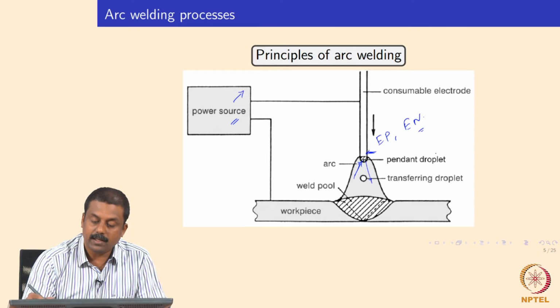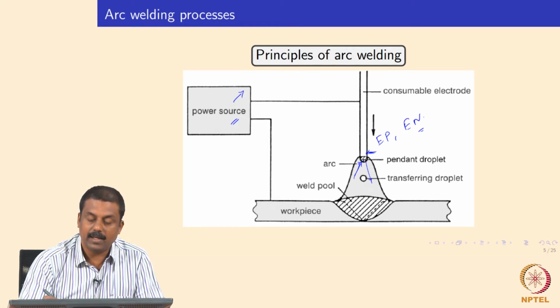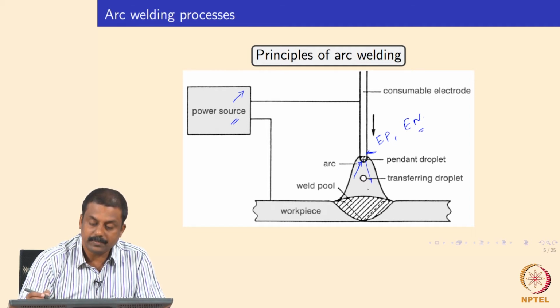Based on your current characteristics, you will also change the droplet shape. As already explained, in low current mode you will be transferring the droplets in globular mode, and by increasing current, the diameter of the droplet which is transferred decreases, and you will end up transferring in spray mode from the electrode tip to the workpiece.